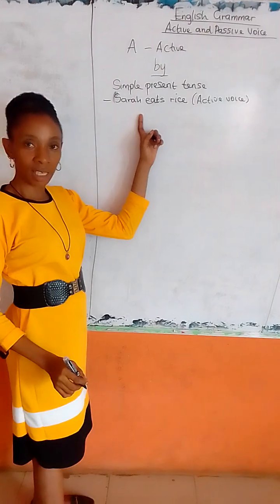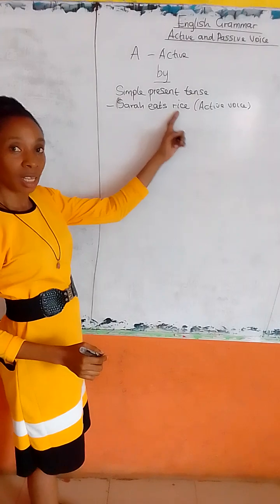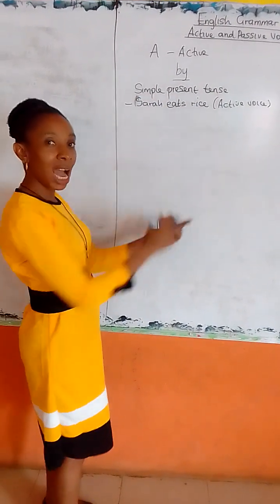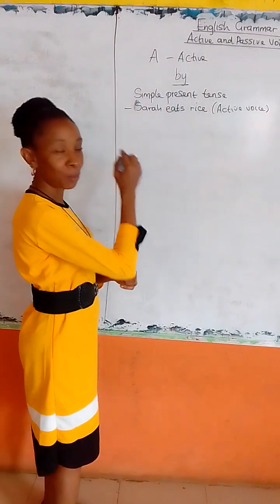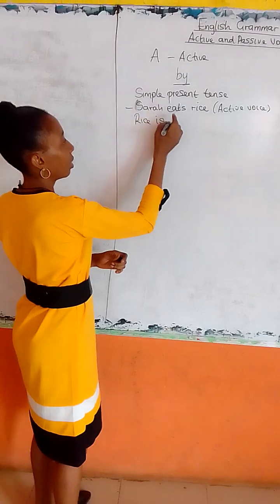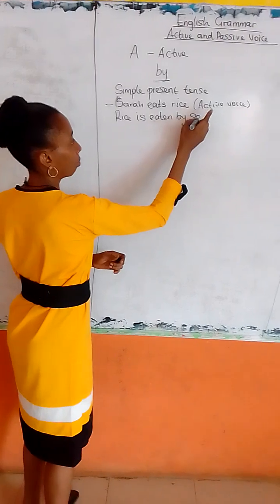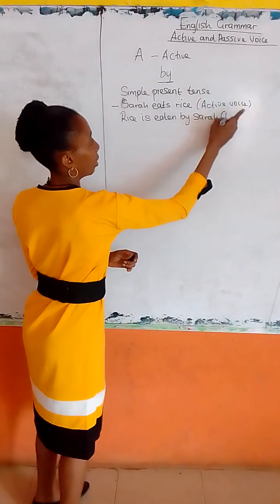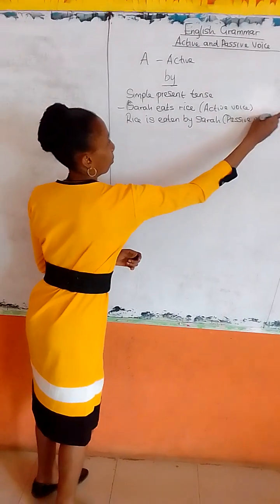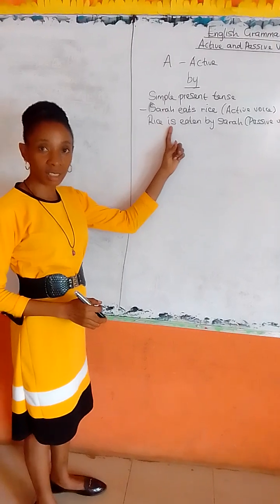Now, let's write the sentence in the passive voice. Now we are going to bring the rice, which is the object here, to the subject position, and take the subject to the object position and introduce this by. Rice is eaten by Sarah. This is our passive voice. In the simple present tense, eats, present tense, is.